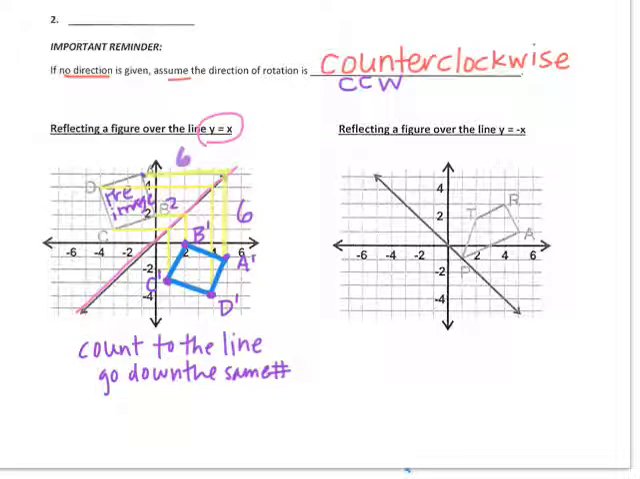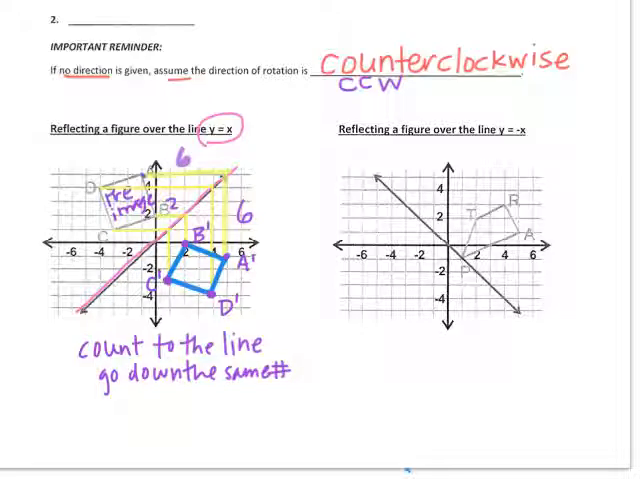Alright, so now I have my image A prime, B prime, C prime, and D prime. I just want to remind you that the yellow lines here are just me counting the number of spaces over to the line of reflection. You don't have to put those in there. I'm just showing you what I'm doing. But you do need to plot the 4 points and also connect those dots.